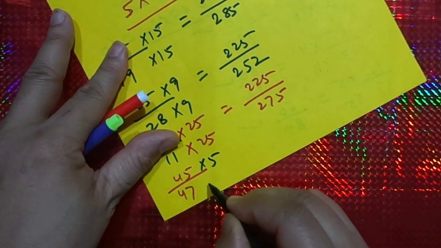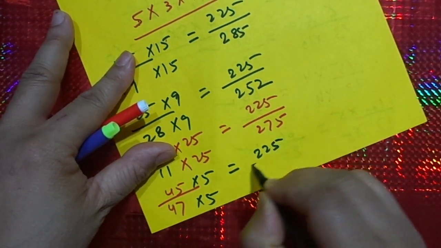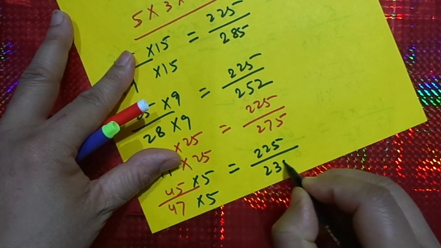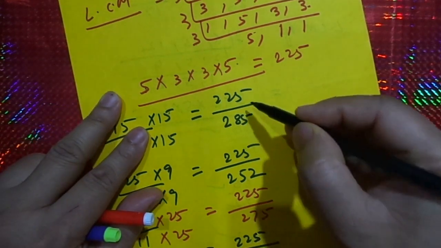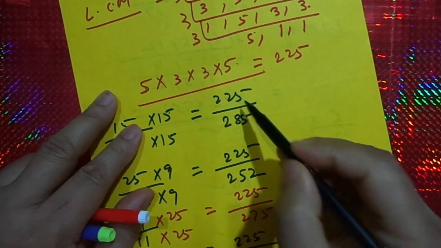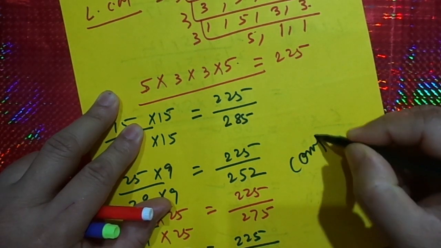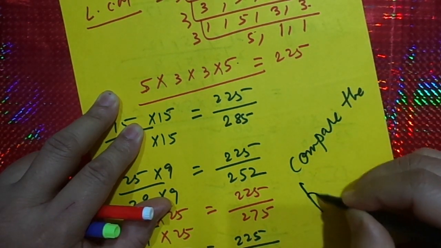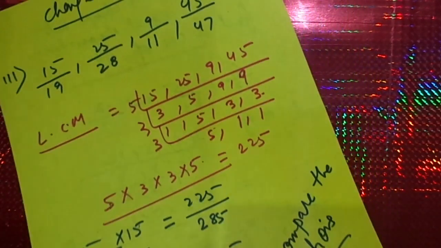I will multiply by 5 in the numerator and the denominator, and finally reach a value 225 by 235. So here you can see that I have converted all of these fractions to equal numerators, and again here you can compare the fractions, which fraction is bigger or which fraction is smaller, when we come to question number 4, isn't it?